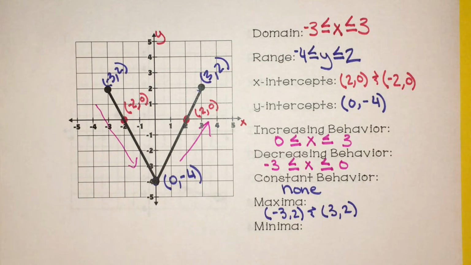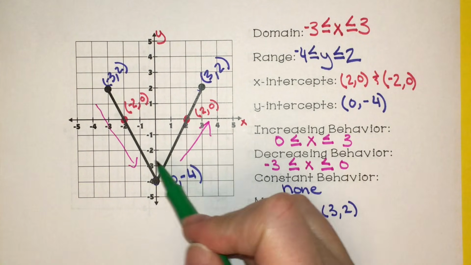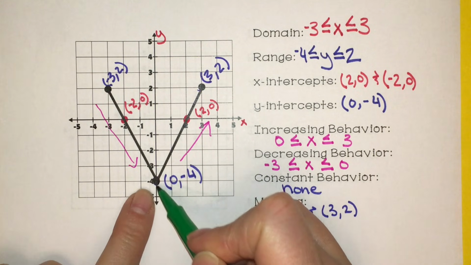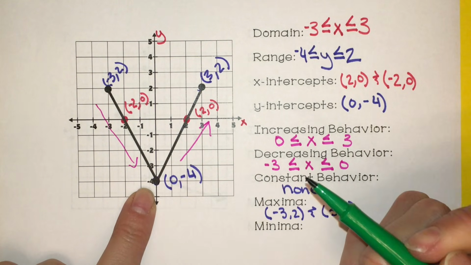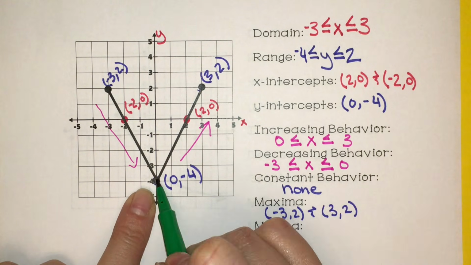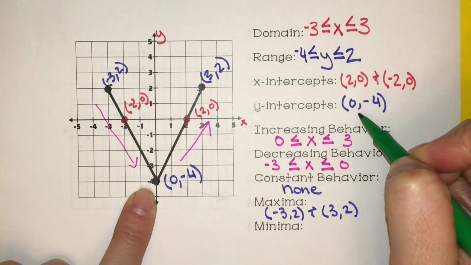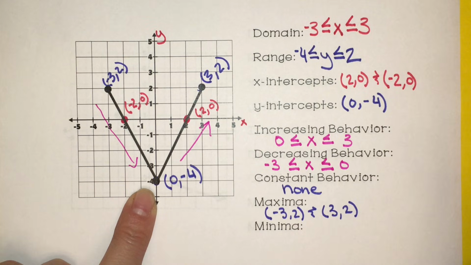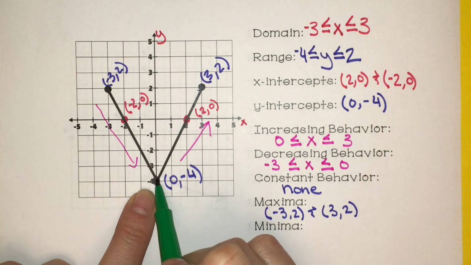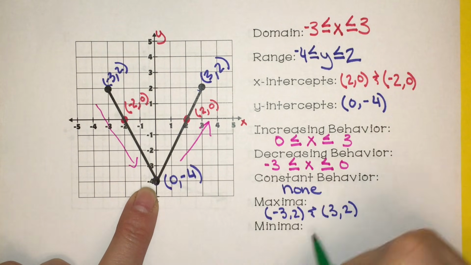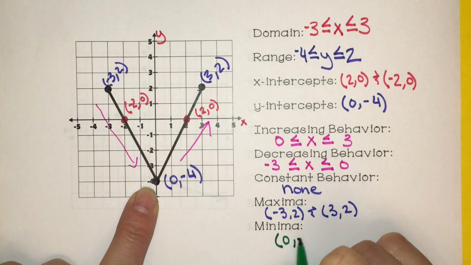All right, then minima. So where the graph turns or the lowest values. Down here, it's actually the same as our y-intercept. That doesn't always happen, but occasionally it does. So it's the same coordinates because it's the lowest point. It is (0, -4).